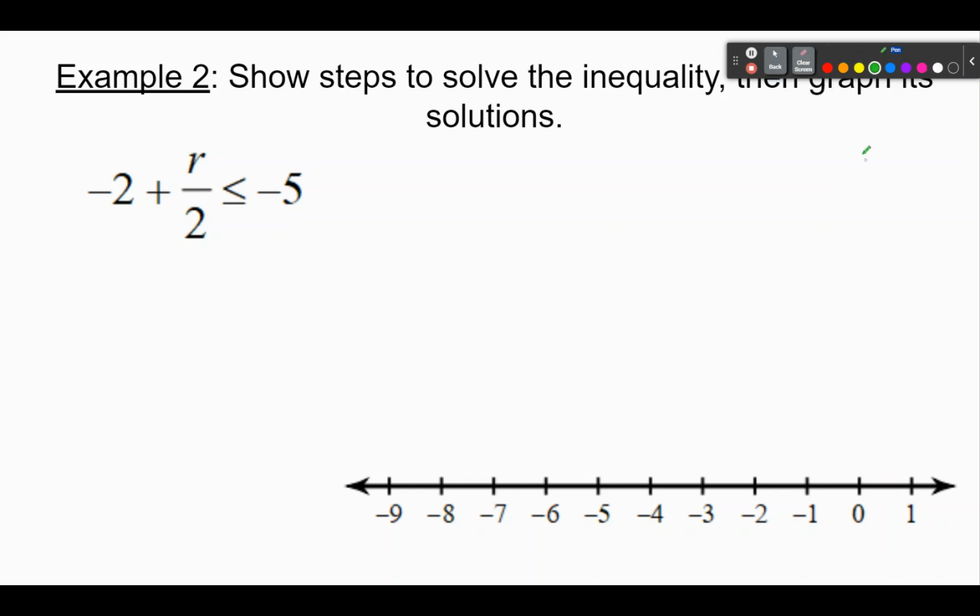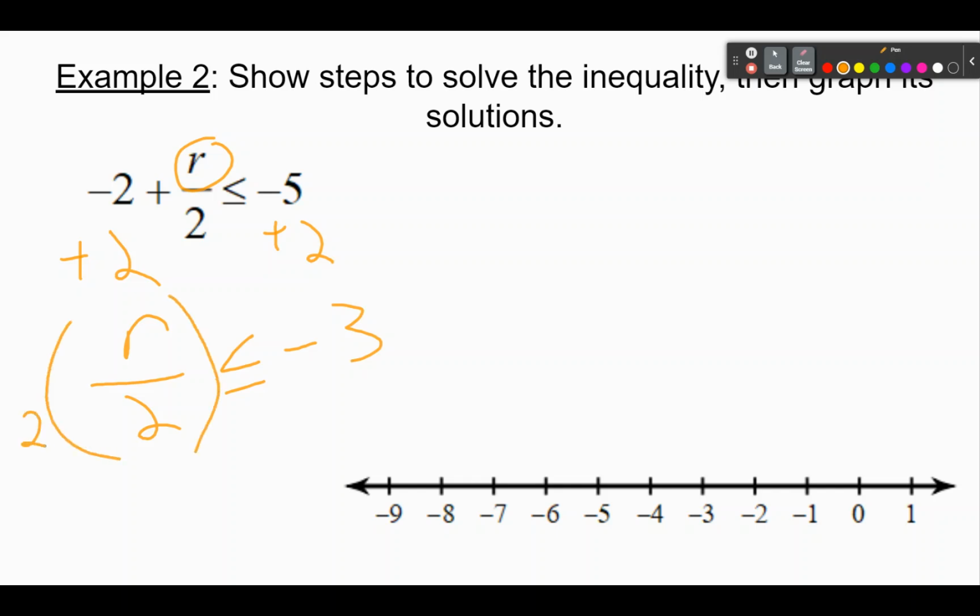Another two-step equation here, another example. Pick a different color. -2 plus r divided by 2 is less than or equal to -5. We want to isolate the variable. So we'll start by adding 2 to both sides. R divided by 2 is less than or equal to -3. We're going to multiply both sides by +2 to isolate the variable r here. Is that multiplying by a negative number? It is not, so r is less than or equal to -6.